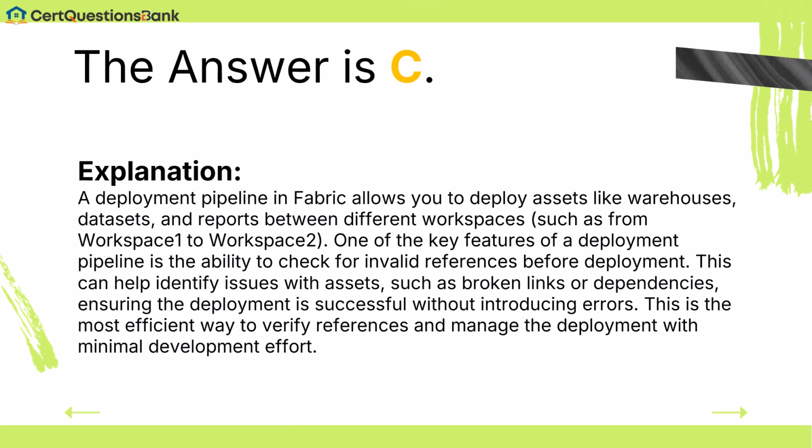The answer is C. A deployment pipeline in Fabric allows you to deploy assets like warehouses, datasets, and reports between different workspaces, such as from Workspace 1 to Workspace 2. One of the key features of a deployment pipeline is the ability to check for invalid references before deployment. This can help identify issues with assets, such as broken links or dependencies, ensuring the deployment is successful without introducing errors. This is the most efficient way to verify references and manage the deployment with minimal development effort.